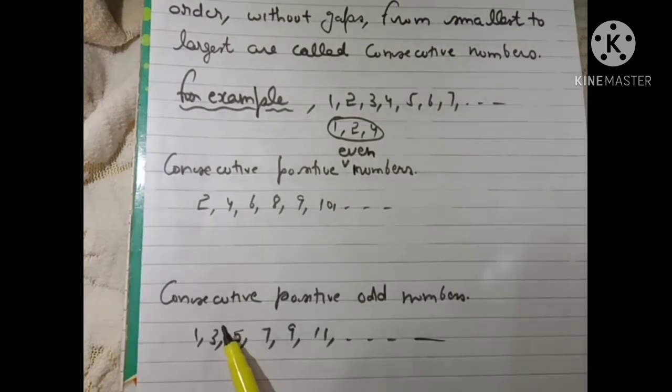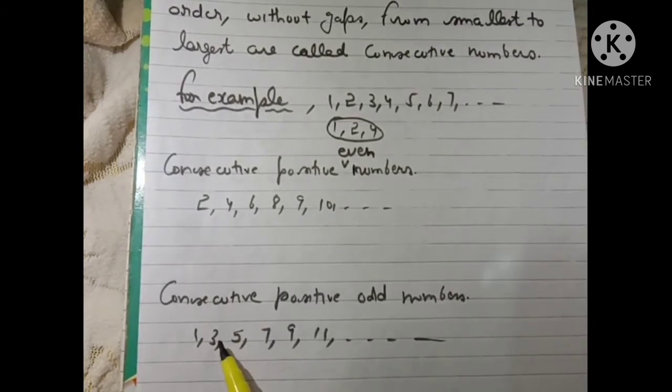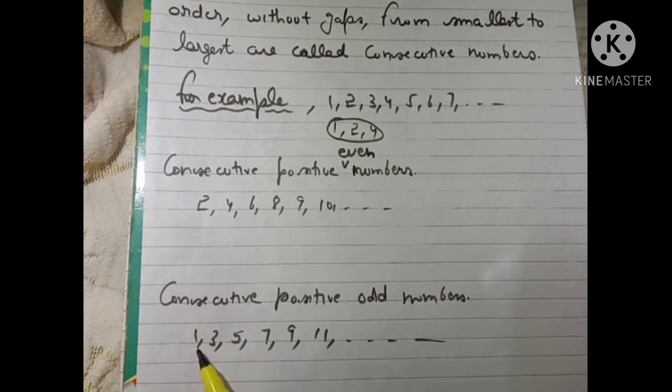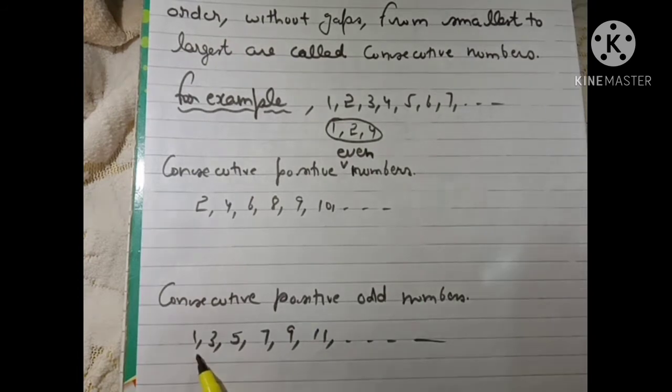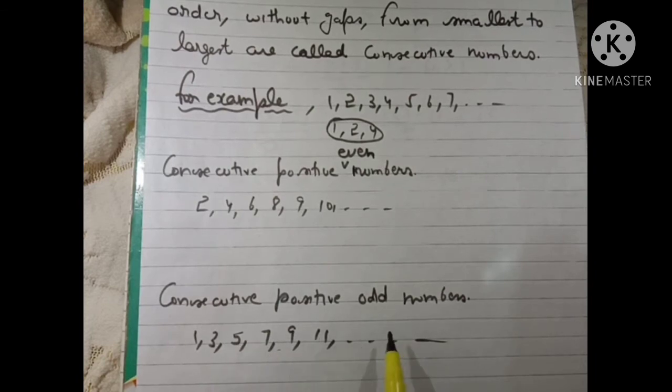And the same thing is also with the odd numbers. If we are writing the consecutive positive odd numbers, that time these numbers are starting from 1 because we are writing positive odd numbers. So 1, 3, 5, 7, 9, 11. Like this way we can write down the consecutive positive odd numbers.